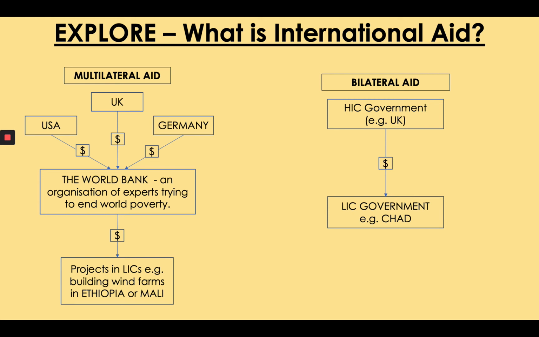For example, the government of Chad, a country in the Sahara Desert in Africa. And that government then decides what to do with the money it's been given by the HIC government. For example, it could spend it on healthcare or education. So bilateral aid is one government to another government.